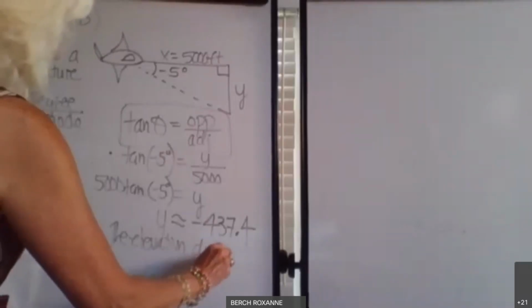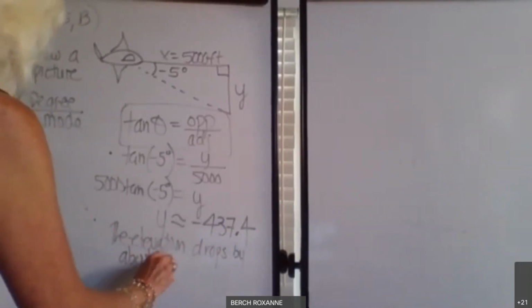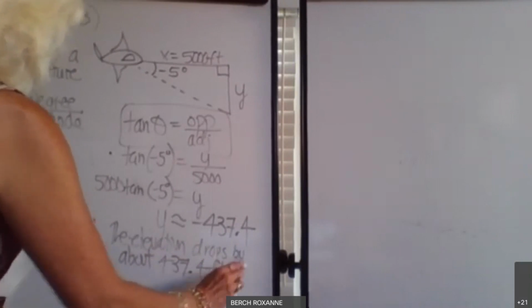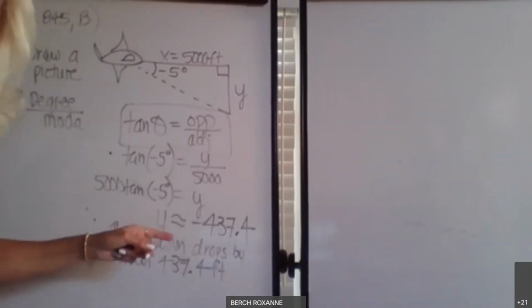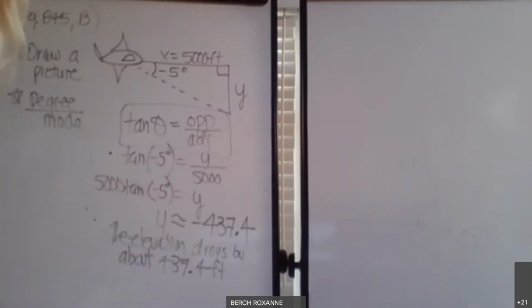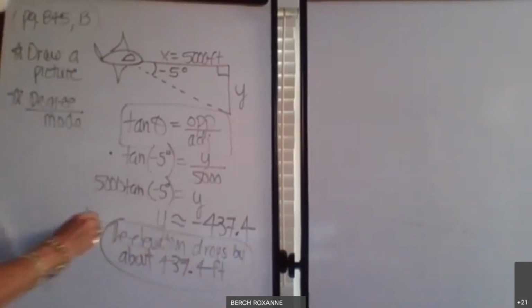So the elevation drops by about 437.4 feet. Now notice I didn't put the negative because I'm using the word drops to mean negative. Did you hear what I said? Yes. The elevation drops by about 437.4 feet.